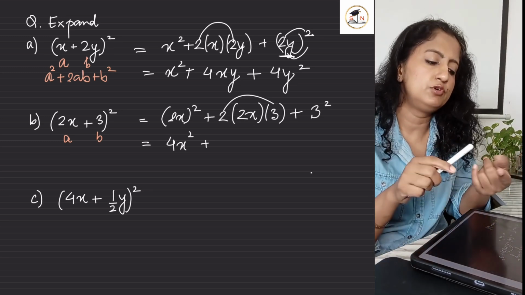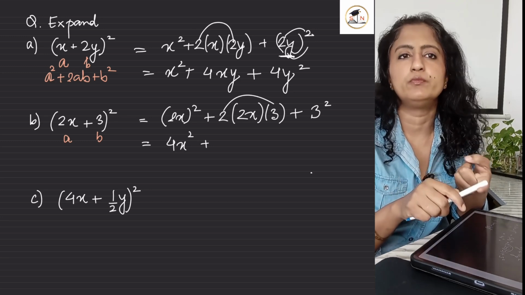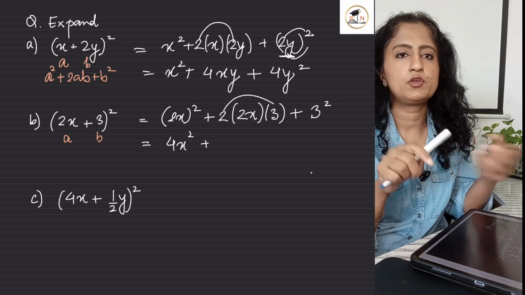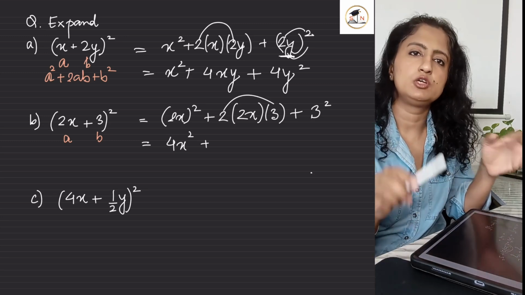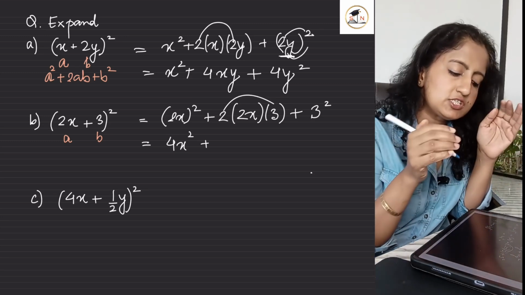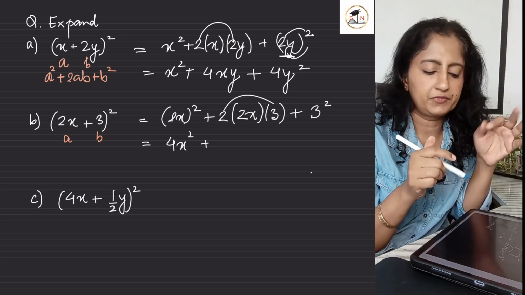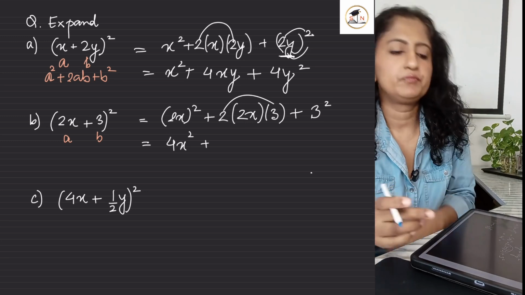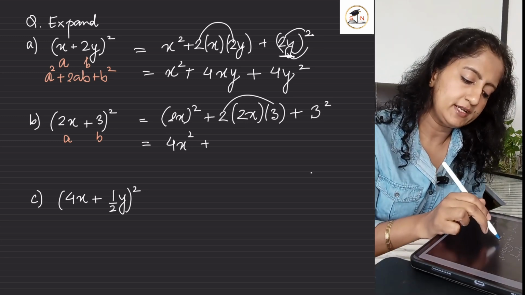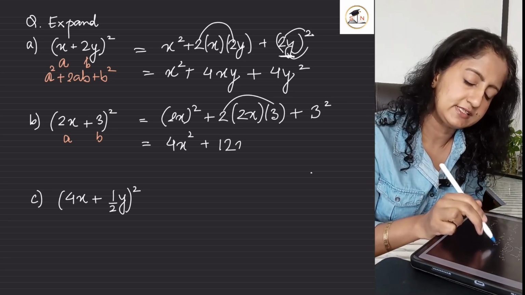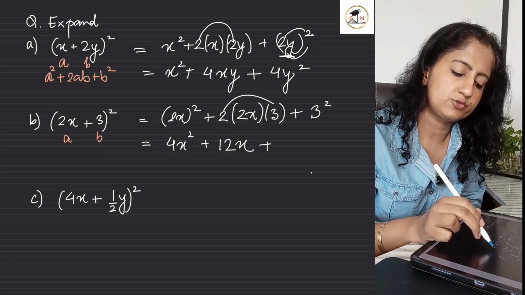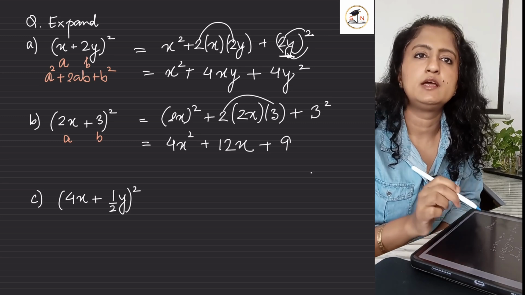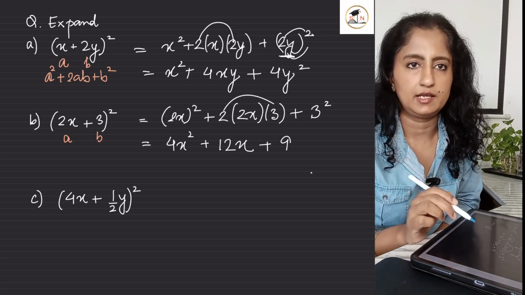For example, if you do 2 into 3 into 4, what will you do? You will have 2 into 3, that is 6, and 6 into 4, that is 24. Whatever order you do, you will get 24. So similarly over here also, you do 2 into 2x and then the product gets multiplied with 3. So now what we get over here is just 12x. And after that, 3 square is 9. So the answer is 4x square plus 12x plus 9.